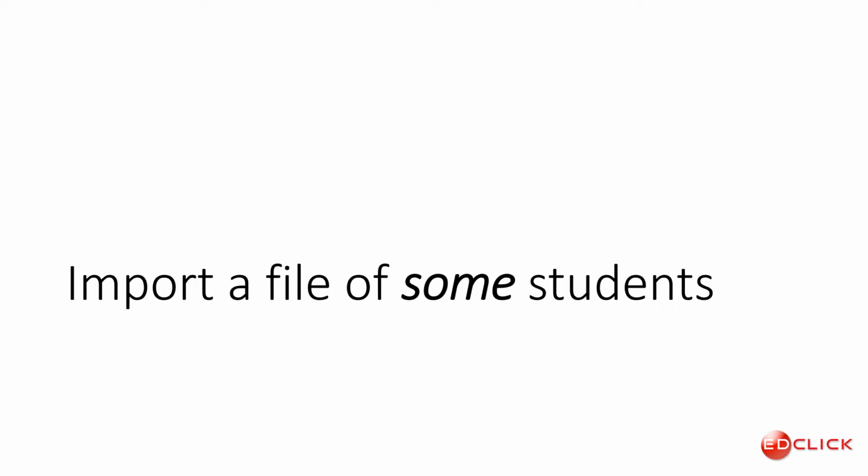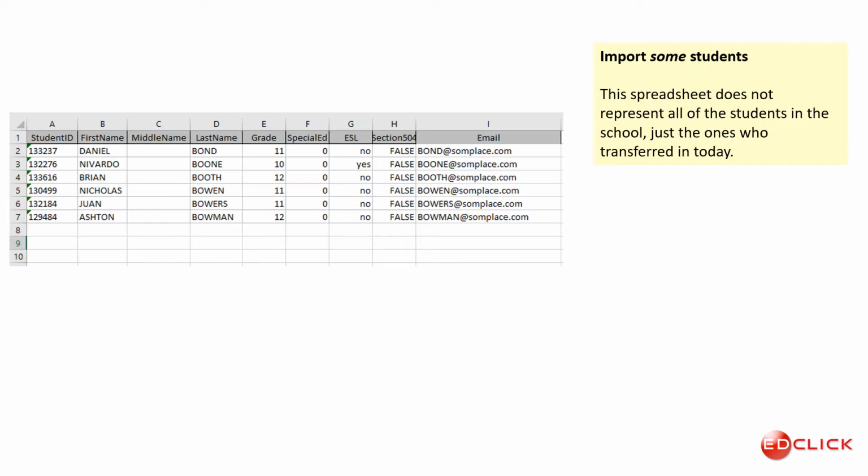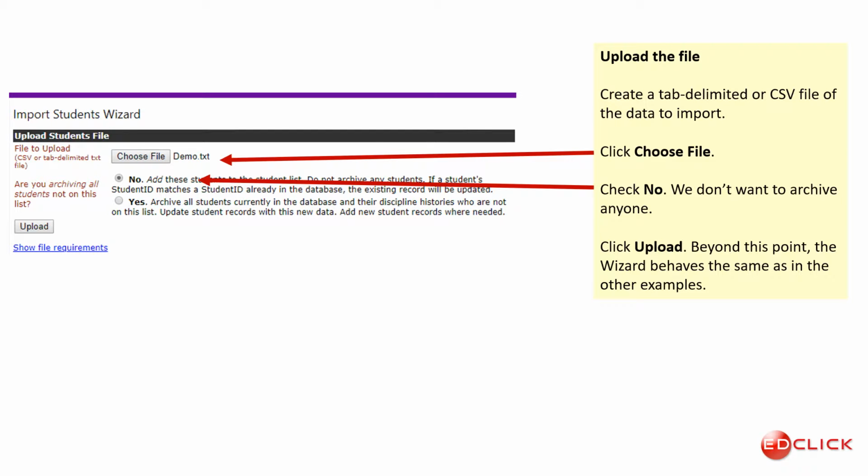Import a file of some students. This spreadsheet does not represent all of the students in the school, just the ones who transferred in today. Upload the file. Create a tab delimited or CSV file of the data to import. Click Choose File. Check No. We don't want to archive anyone. Click Upload. Beyond this point, the wizard behaves the same as in the other examples.